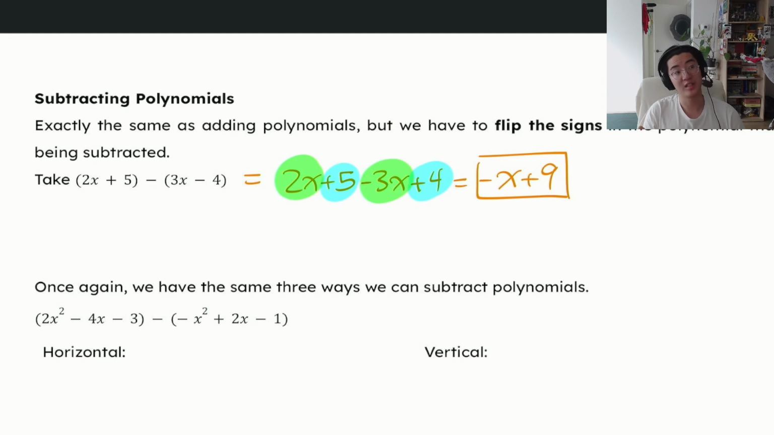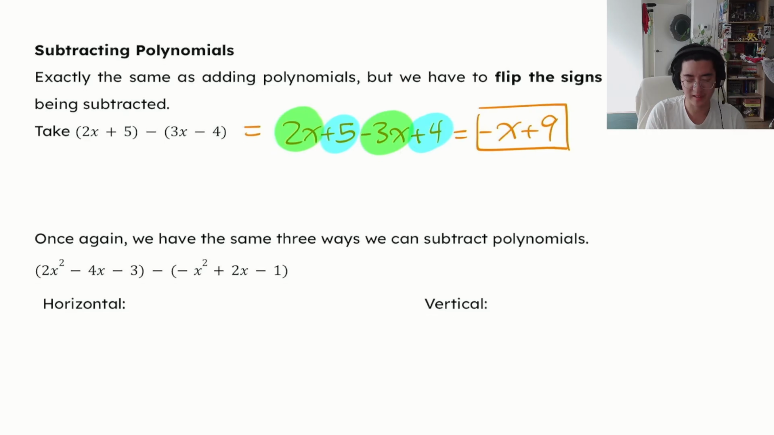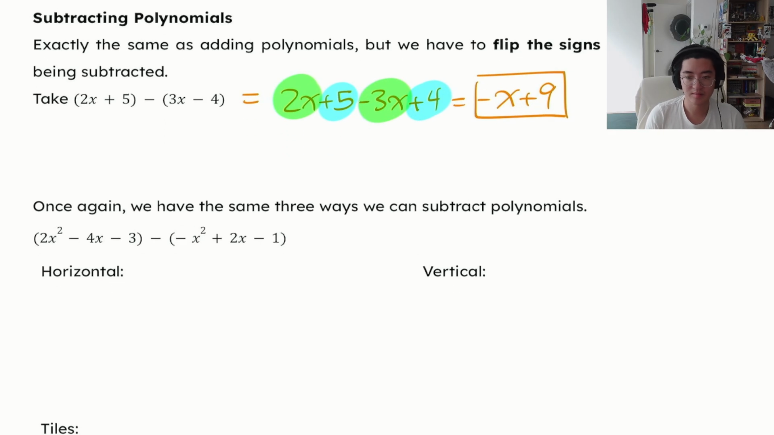Right, that's it. We are just taking away the bracket and then subtracting it. Or not subtracting it, taking away the bracket and flipping the signs. So once again, horizontal, vertical.